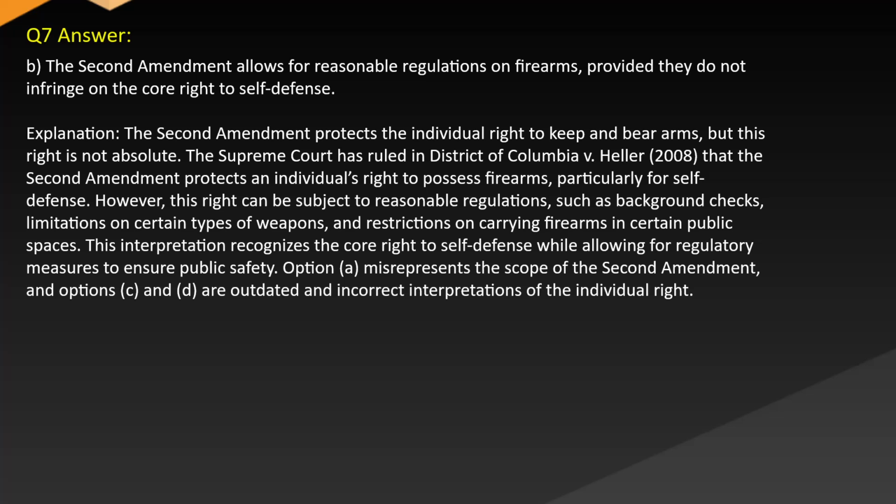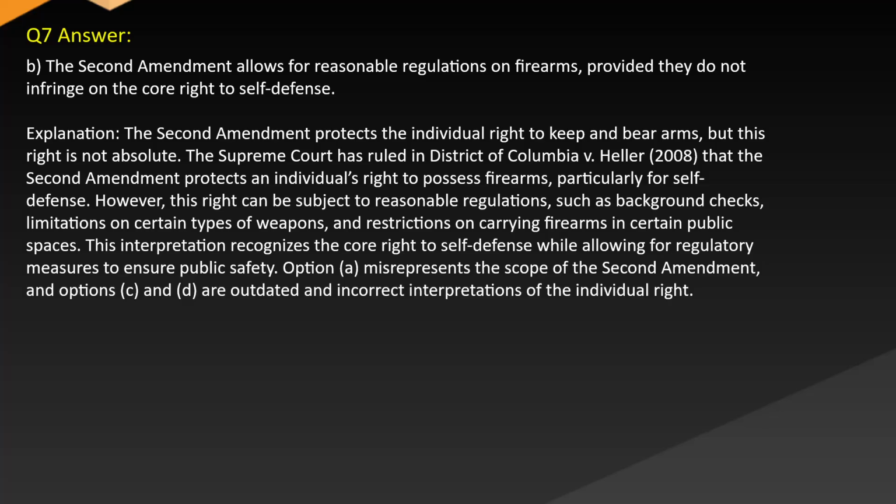Answer: B. The Second Amendment allows for reasonable regulations on firearms provided they do not infringe on the core right to self-defense. Explanation: the Second Amendment protects the individual right to keep and bear arms, but this right is not absolute. The Supreme Court has ruled in District of Columbia v. Heller (2008) that the Second Amendment protects an individual's right to possess firearms, particularly for self-defense.